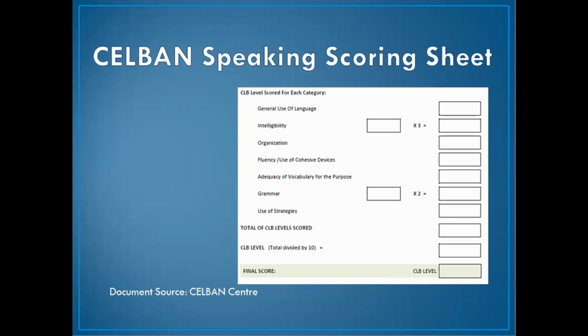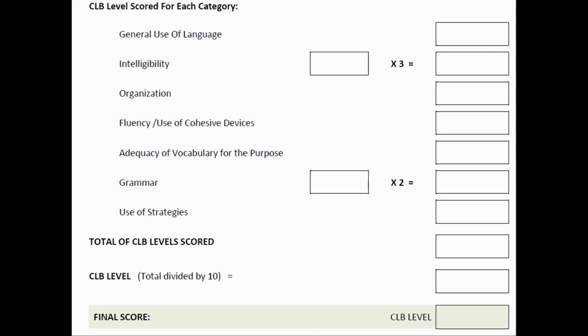Next, we are going to talk about how CELBAN examiners score your speaking. And I'm saying examiners because you will be marked by 2 examiners. These are the criteria that examiners use to mark your response for speaking, and that's not just for roleplay 1, it's for everything. General use of language and intelligibility are worth times 3. So whatever points you get for this is times 3.